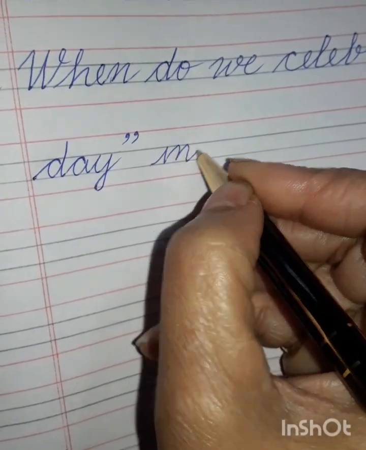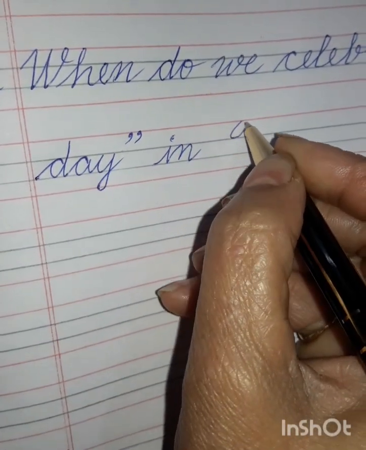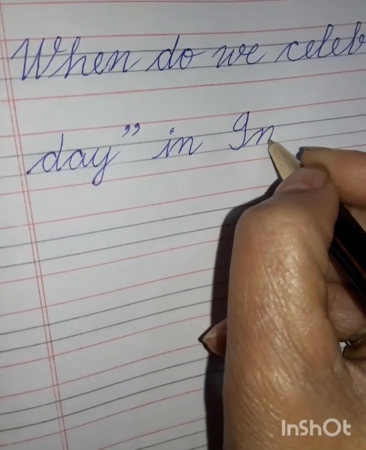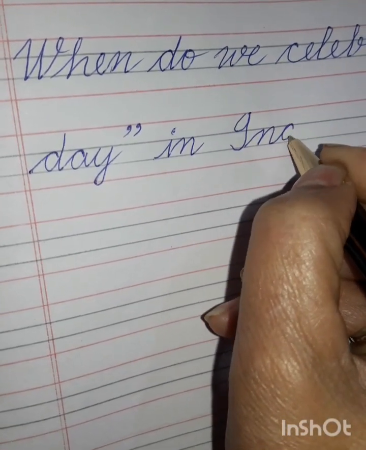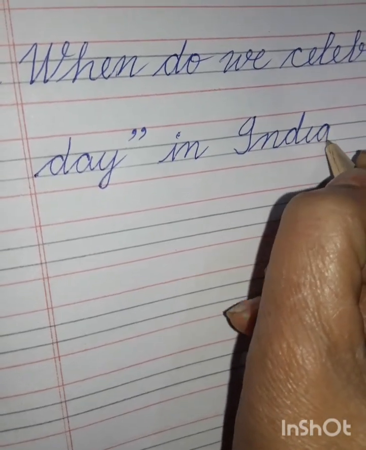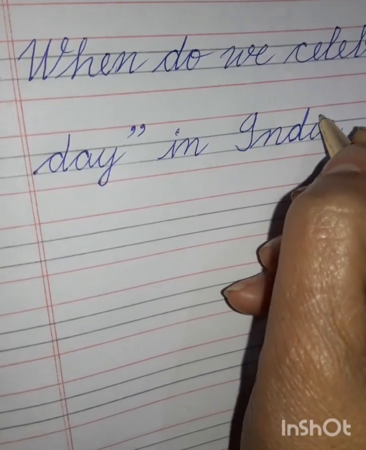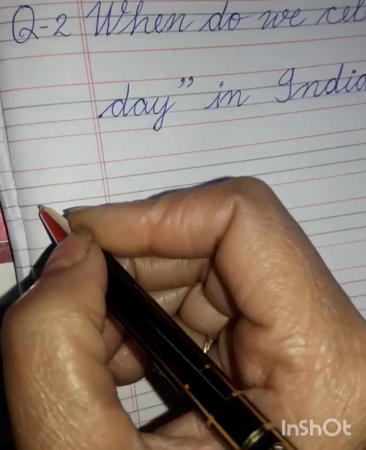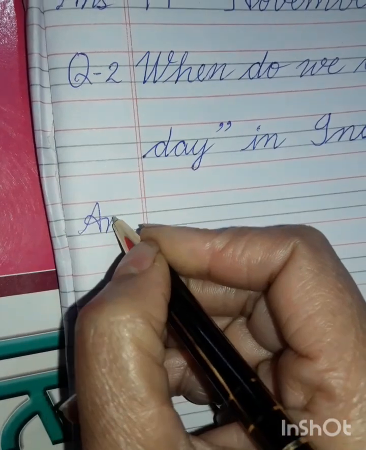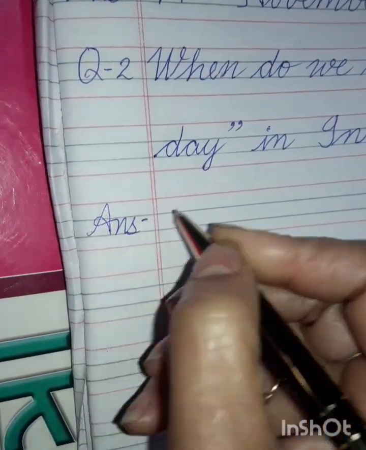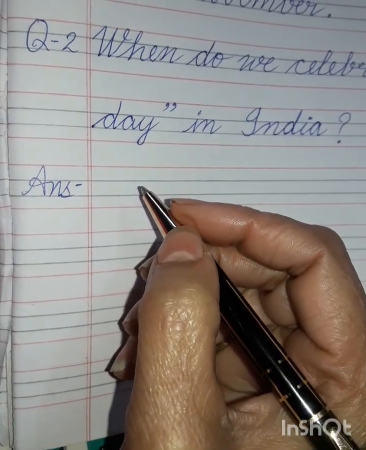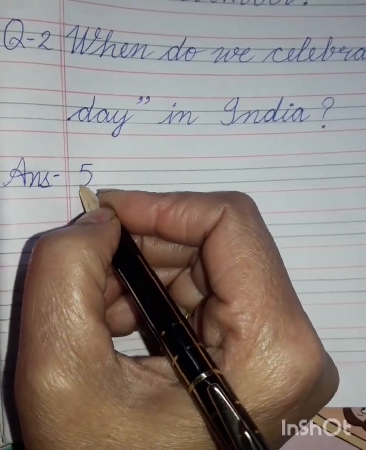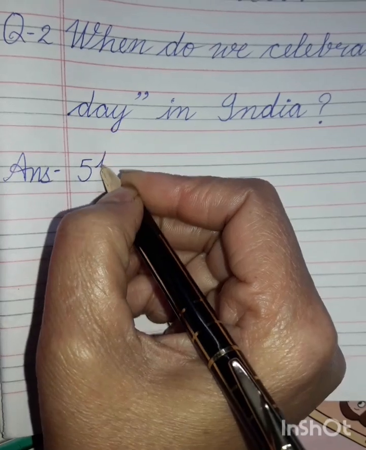In India. Capital I, it's a name, as I have told you. I-N-D-I-A, India. Fine. Put a question mark. Then write down the answer. It is on 5th of September. So write here the ordinal number fifth, 5 and th.